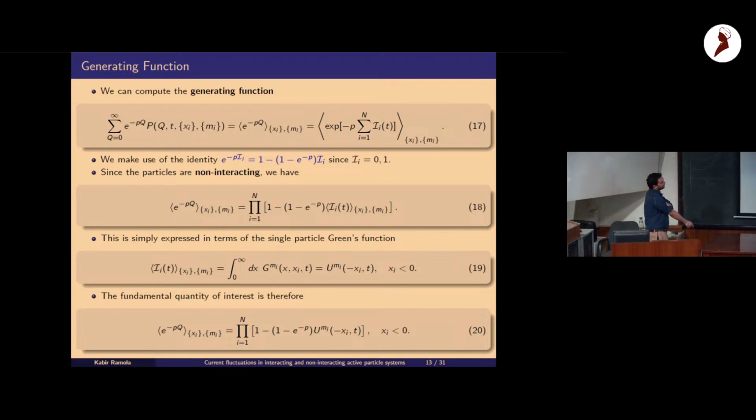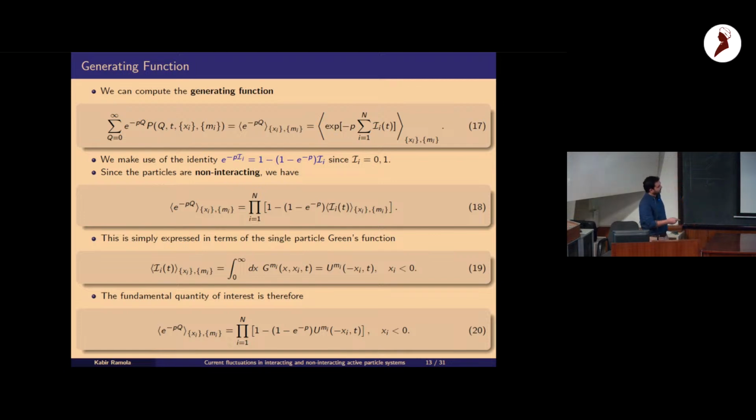Then you make use of a very simple property of this indicator function: because it only takes values plus or minus 1, you can make use of this identity for e to the minus p times the indicator variable, which is just this on the right hand side, very similar to what you do in the Ising model when you're computing the partition function. What really allows you to do these calculations is that you have independent particles. All the particles are independent, so this quantity that you're calculating, the exponential average, can just be written as a product over all possible particles. So you just have to compute this average over this indicator function.